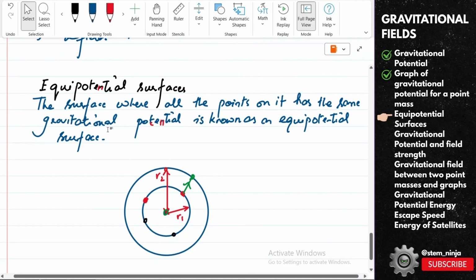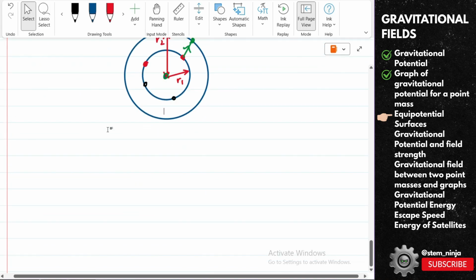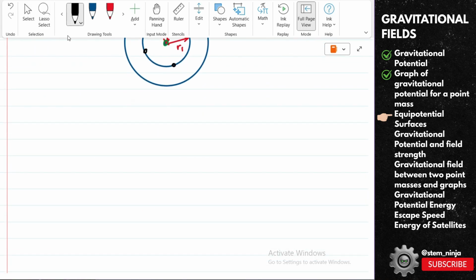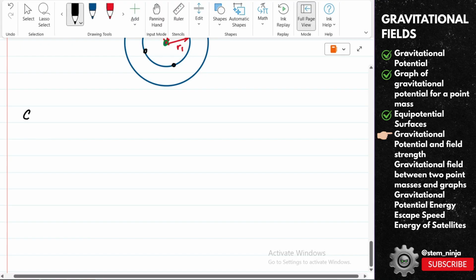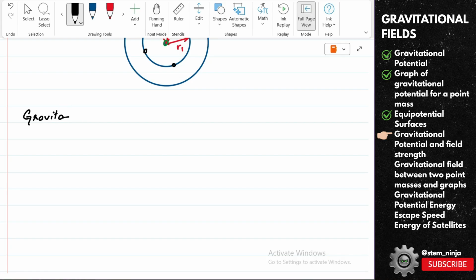Now, interestingly, gravitational potential is related to gravitational field strength. So let's see what the relationship is between gravitational field and potential. So, gravitational potential and field.